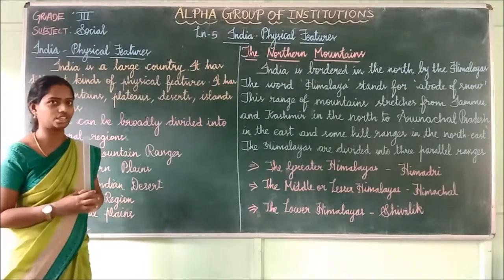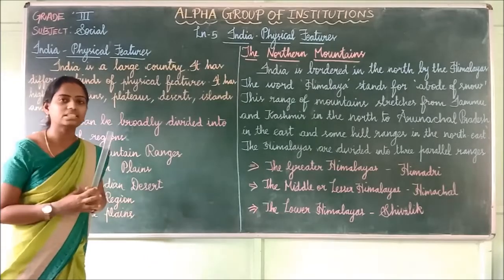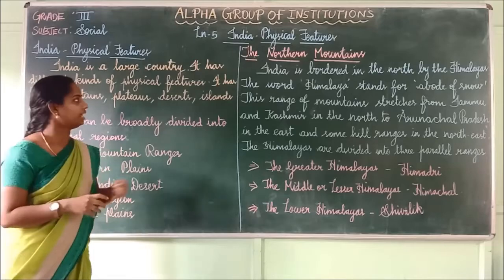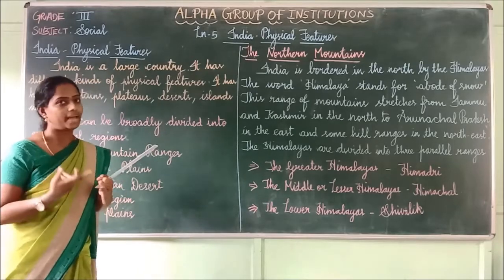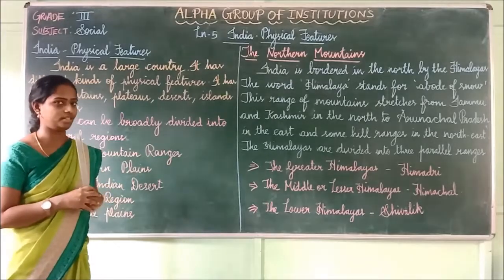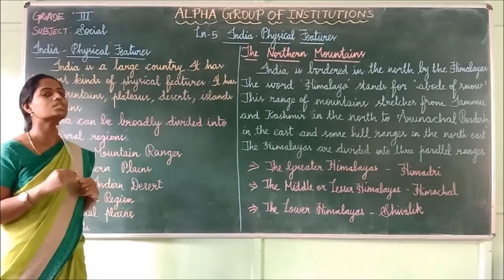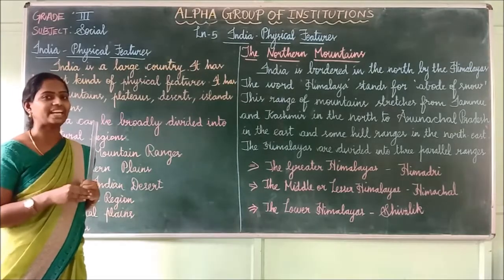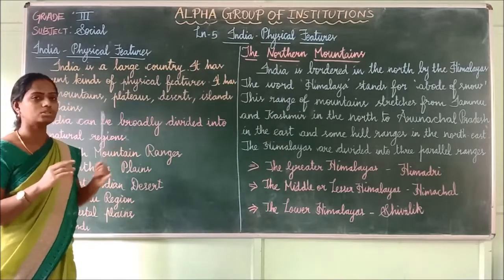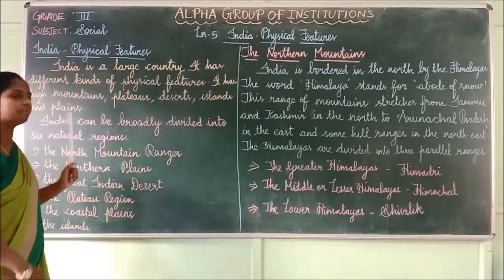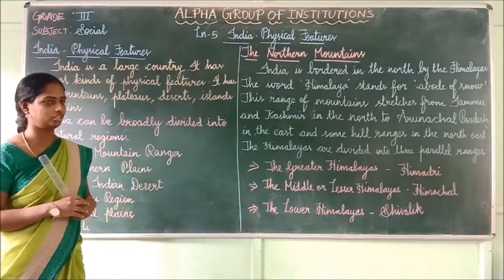India is a large country because of its many different physical features. It has mountains, plateaus, deserts, islands and plains. In this chapter we are going to discuss only this. We are going to see the mountains in India, the plateaus, and the deserts, islands and plains. Shall we start, children?